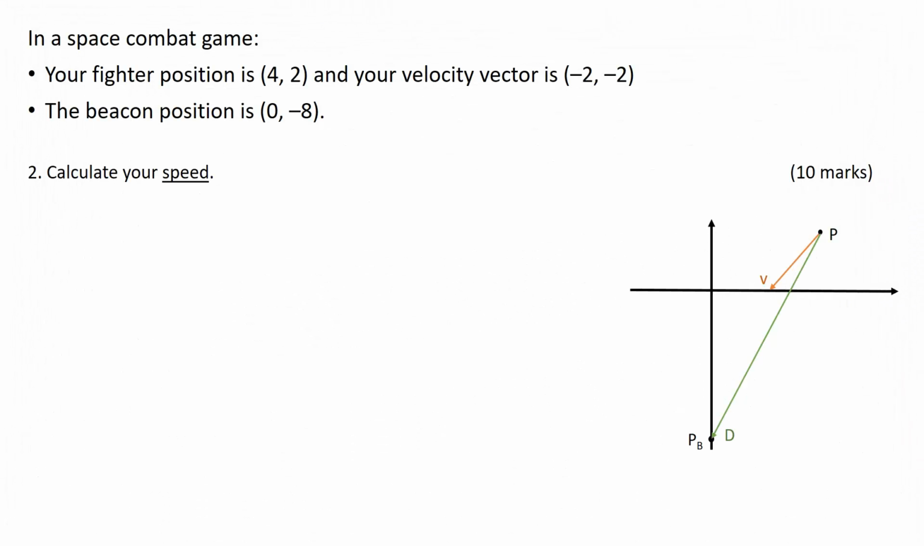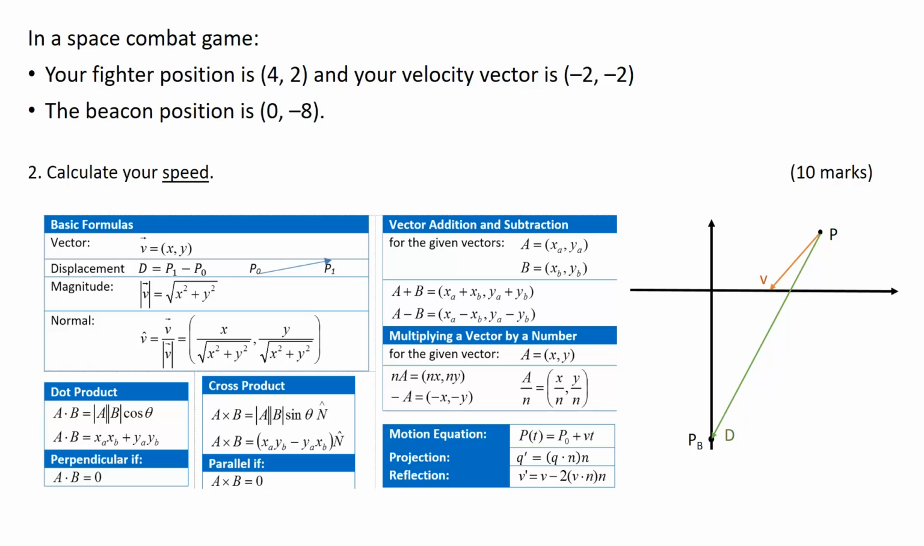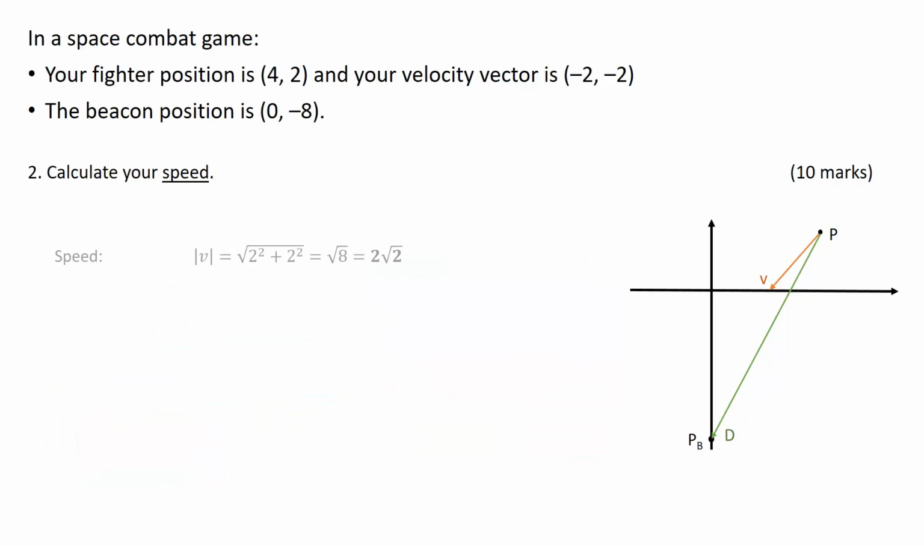Question number 2 was about the speed. Speed is the numerical value of the velocity vector, which is given as -2, -2, and requires simply the application of the formula for the magnitude of the vector. The calculation is quite straightforward, but the average mark is rather disappointing, just slightly above 5 out of 10.